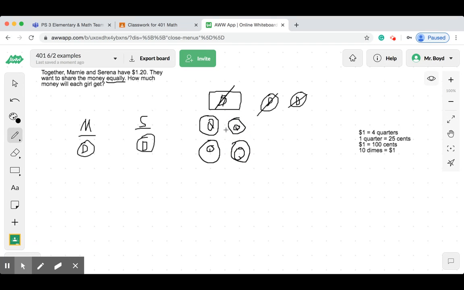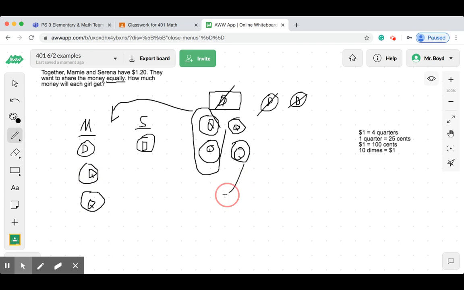So what I can do is take these 2 quarters and give them to Marnie. So I have 1, 2 quarters. And I can give the other 2 to Serena. I'll have 1, 2 quarters. I just put the initials in because we're just drawing circles for all the coins, so you don't want to get confused with their value.